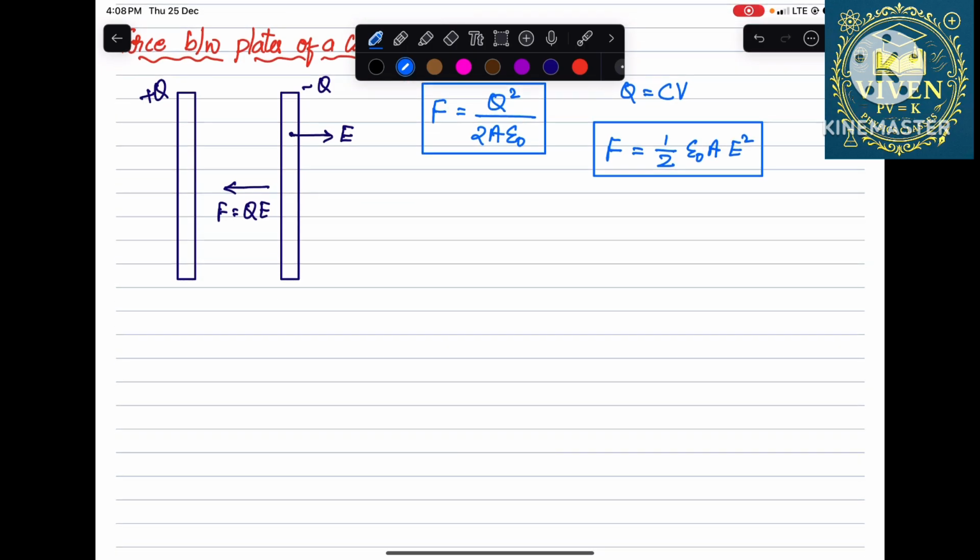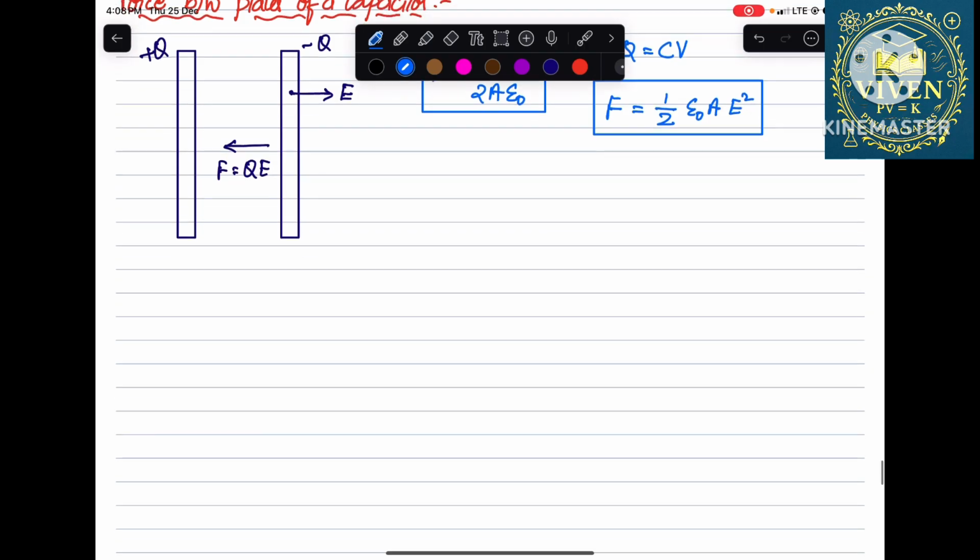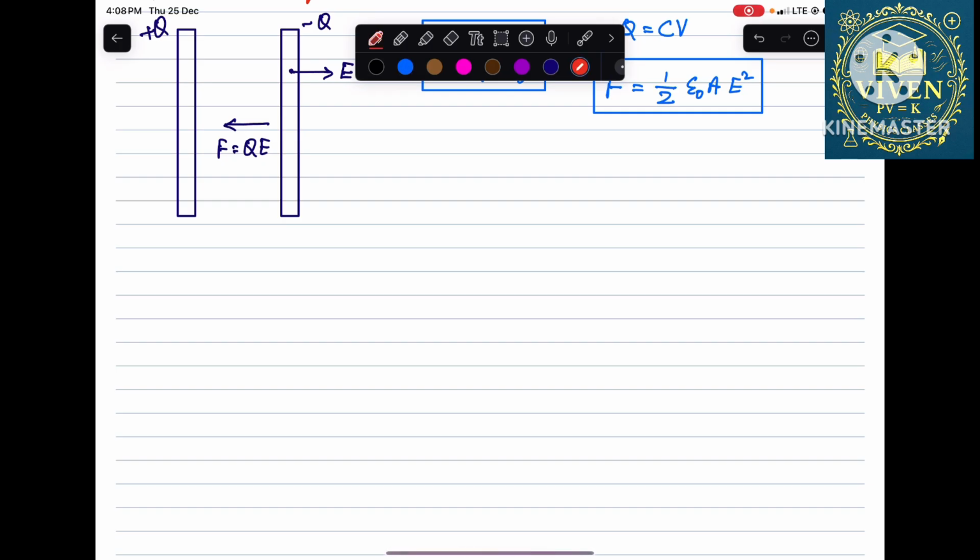Okay guys. And next, sharing of charge or redistribution of charge. There are some questions which will be asked on this concept, whatever I am saying now. Remember, sharing of charge or redistribution of charge.